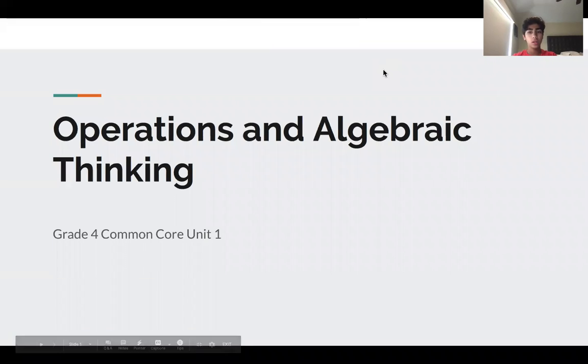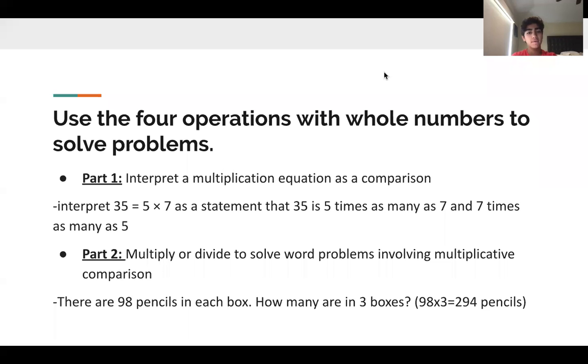Hello, everyone, and welcome to our first video in the new series, Succeeding in Fourth Grade Math. And today, according to the Common Core standards, we're going to be covering operations and algebraic thinking. First of all, you have to understand how to use the four operations with whole numbers to solve problems.